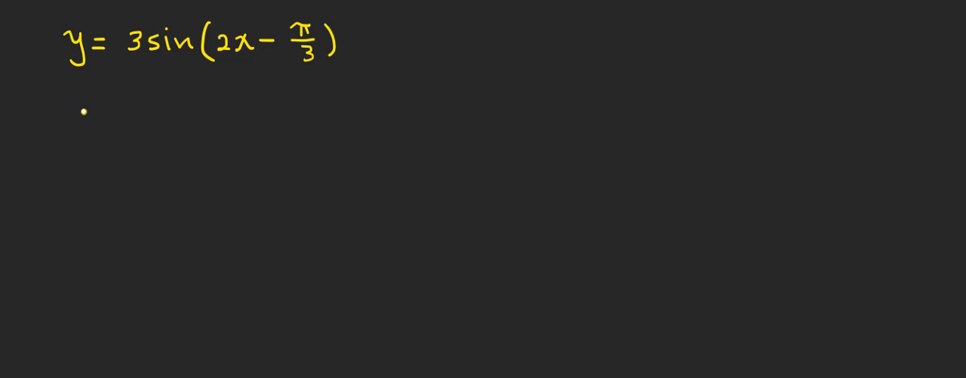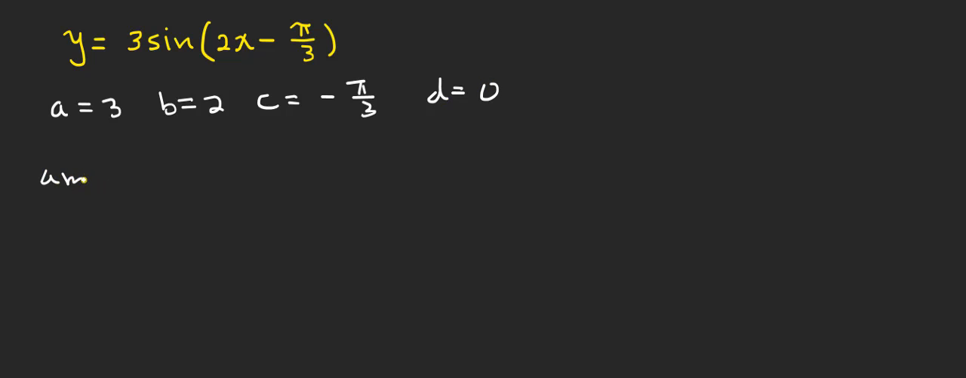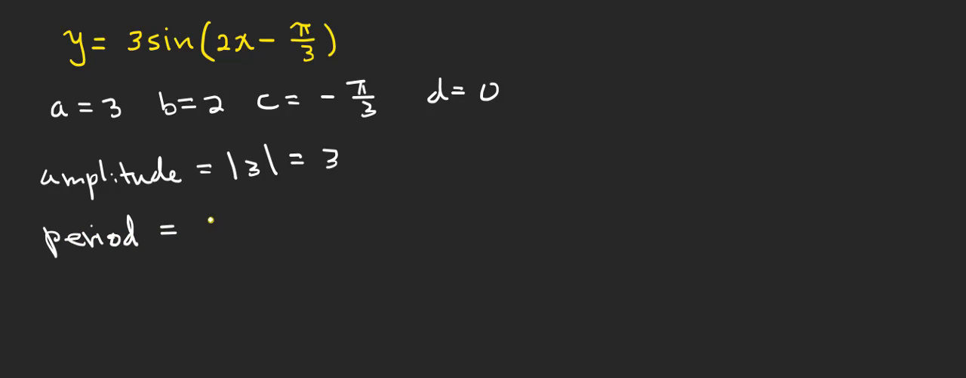How are you going to graph this? Let's first identify A is 3, B is 2, C is negative pi over 3, and D is 0. So what is the amplitude? Amplitude is going to be absolute value of 3, which is 3. What about period? Period is going to be 2 pi divided by absolute value of 2, which is pi.